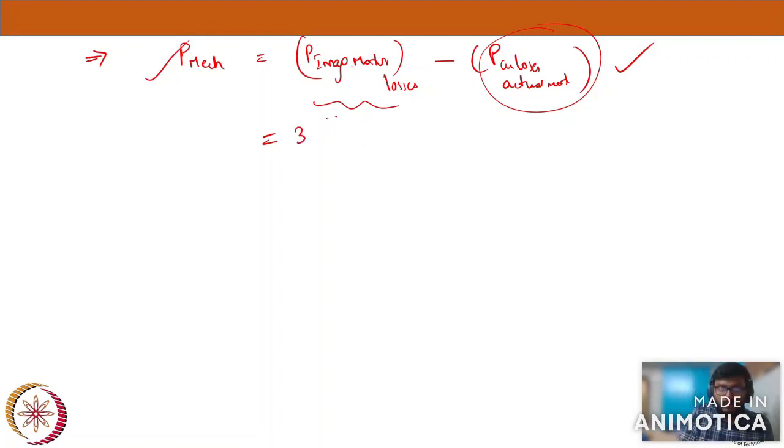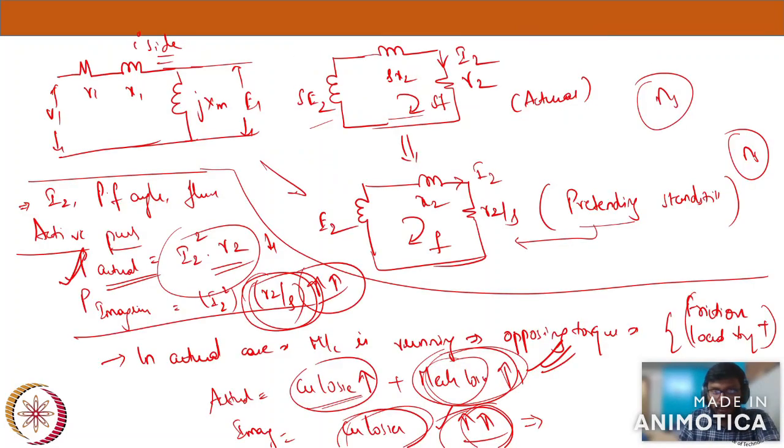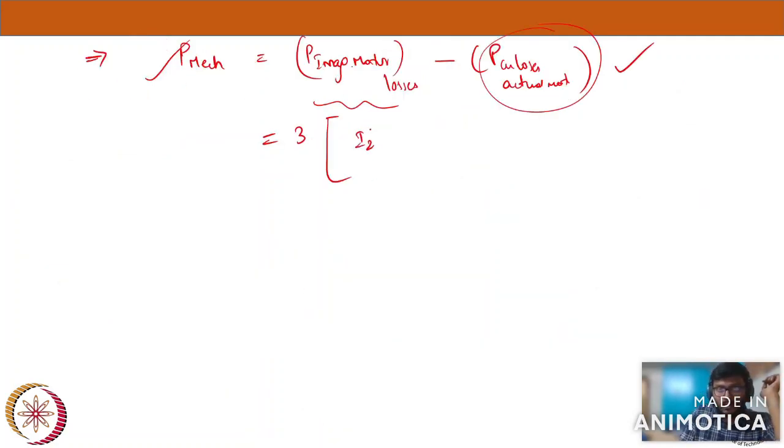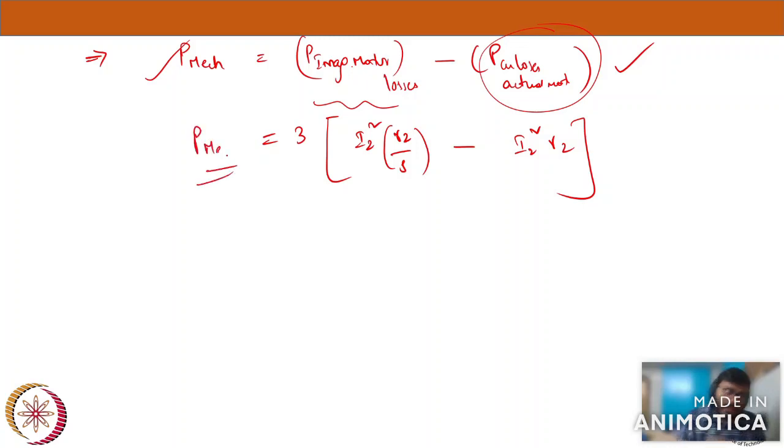So if we take all 3 phases, I'm writing it here. What are the losses in the imaginary motor? This is I2 square R2 by S, minus what are the copper losses in the actual motor? Those are the local copper losses, I2 square R2. So this one you will get as the mechanical power that is developed in the motor during the motor running condition.